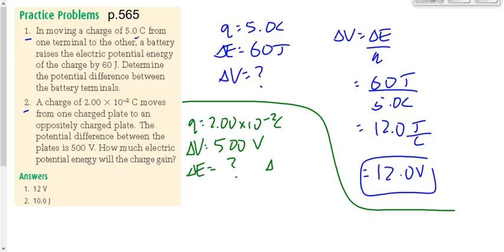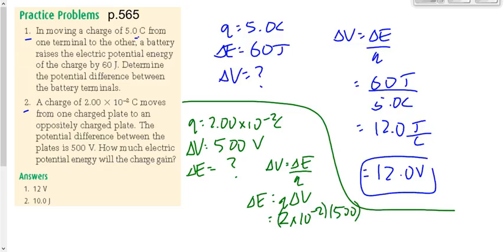So we're going to say delta V is equal to delta E over Q. Let's rearrange that. Delta E is equal to Q times delta V. And we get 2 times 10 to the minus 2 times 500. That should give me 10 joules. Clearly, the mathematics of these questions is easy. It's just a matter of recognizing what variables you've got and putting them in the right place.